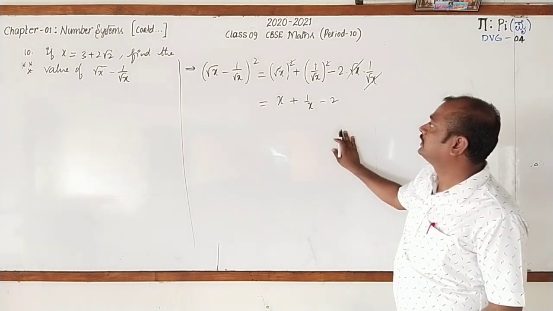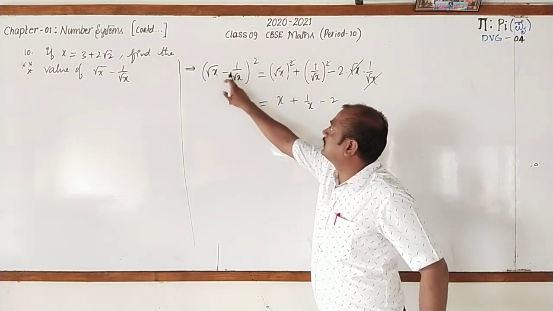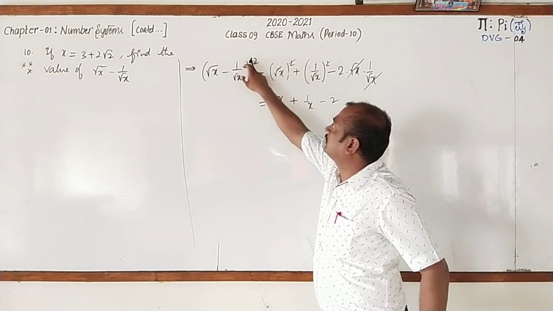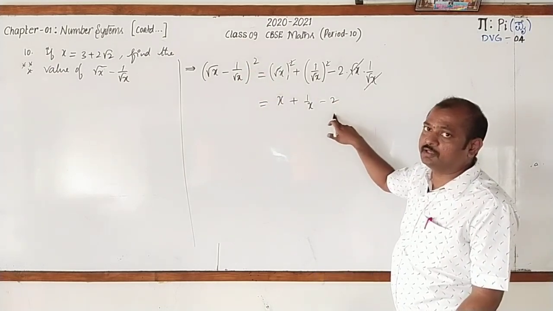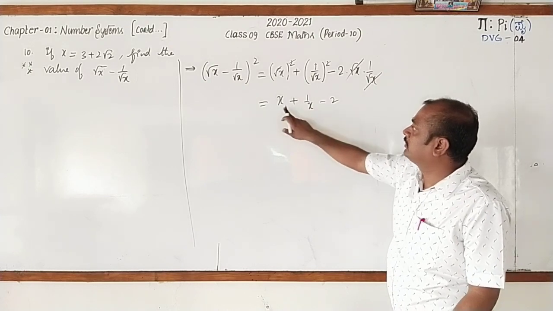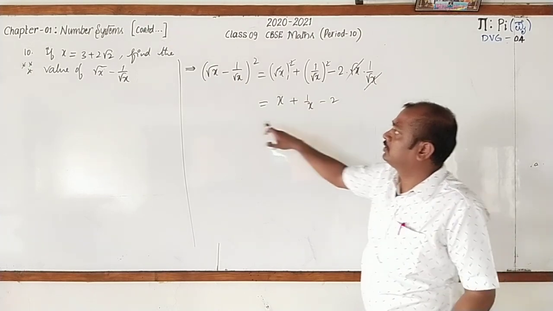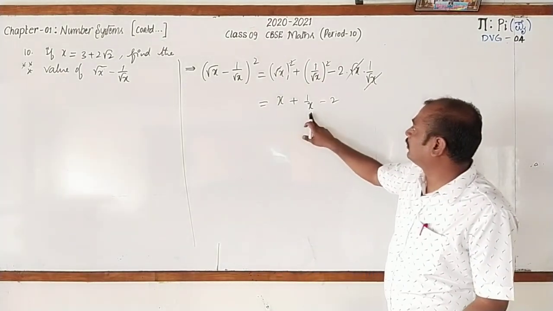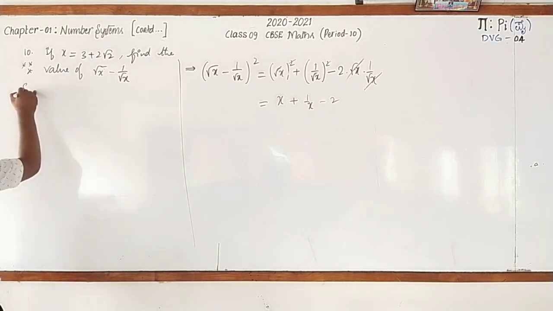Now see that. To get the value of root x minus 1 by root x, you can take this square as square root of RHS. Okay. Now let us do that later. Now we have x plus 1 by x minus 2. X is already given. We want 1 by x. Let us find out first.